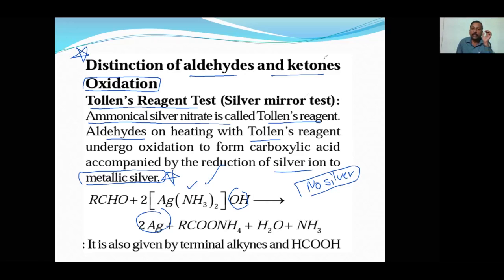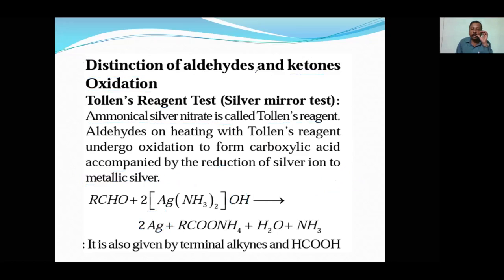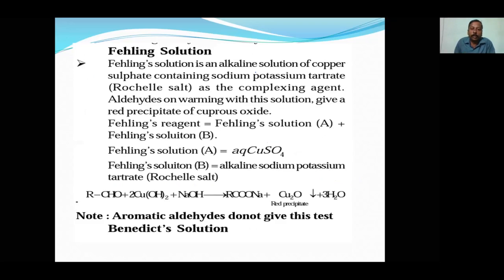Now let's see another test also. In every test, you should remember what happens if it is an aldehyde and what happens if it is a ketone. Fehling solution: what is it? Chemically, Fehling solution is an alkaline solution of copper sulphate. Copper sulphate is what?